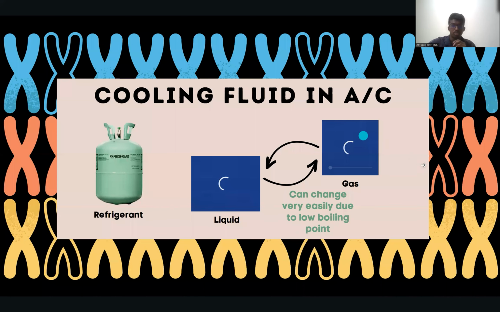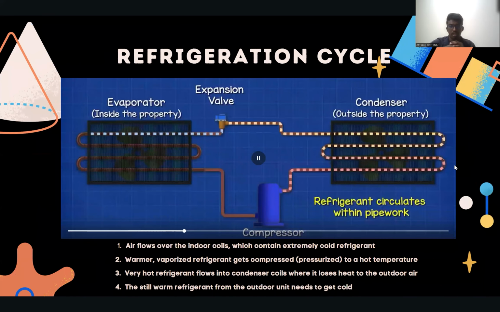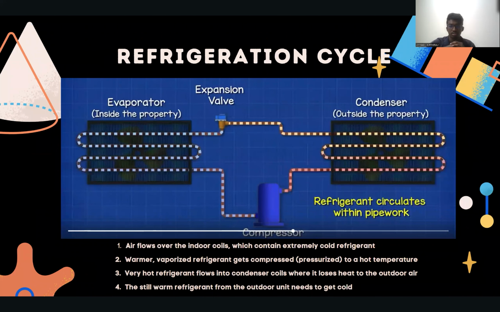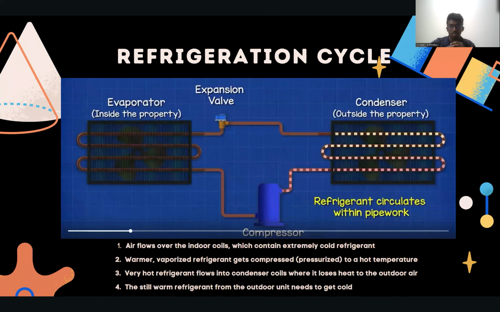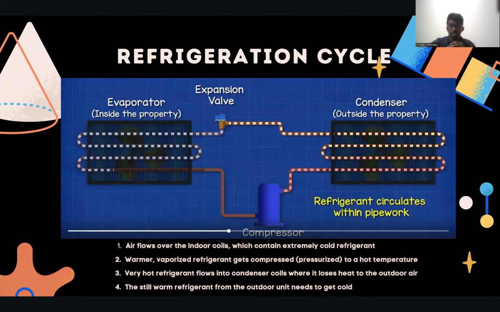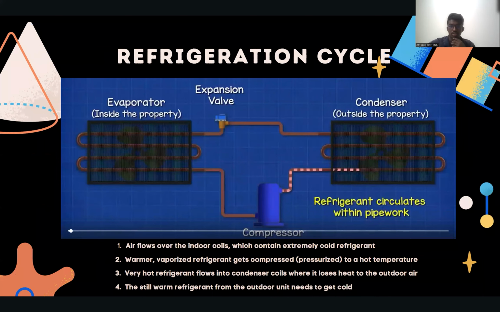Next, we move to the refrigerant. It is used in cooling of fluid in an aircon. We use refrigerant because it can change easily from liquid to gas or gas to liquid due to its low boiling point. And now we're just giving a graphical visualization of the refrigeration cycle in the pipeline. We have four parts: the evaporator, the expansion valve, the condenser, and the compressor. And that's all for me.